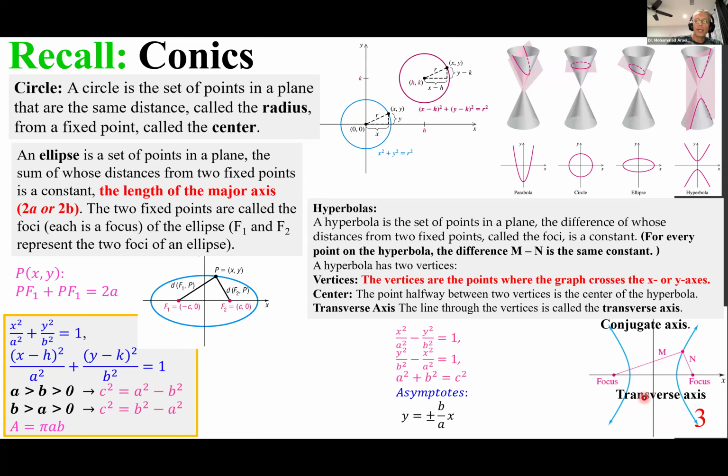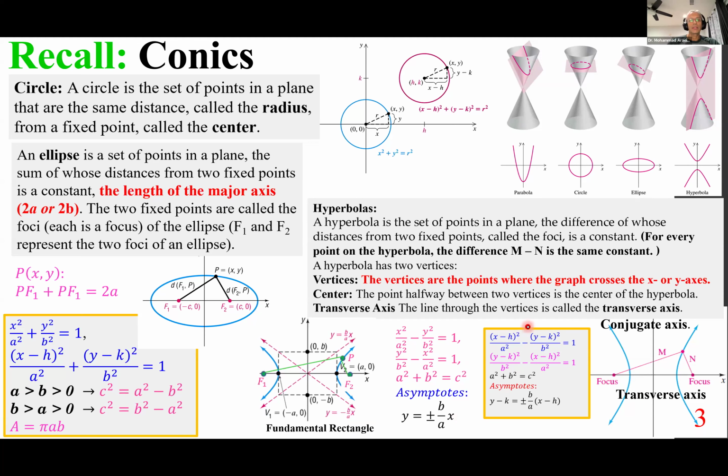If it opens up and down, y squared over b squared minus x squared over a squared equals 1, where a squared plus b squared is c squared regardless. And asymptotes of y equals plus minus b over a times x. Notice I keep the a squared in both cases under x squared. And if you go with that, it will help with the rest of it. And of course, if it's centered differently, there's a different formula.